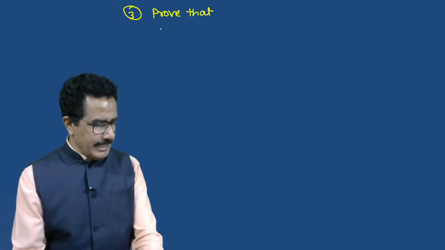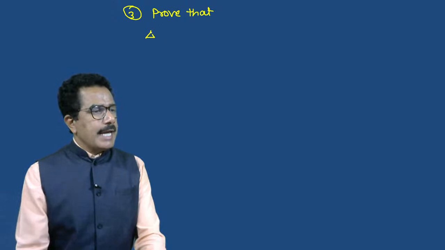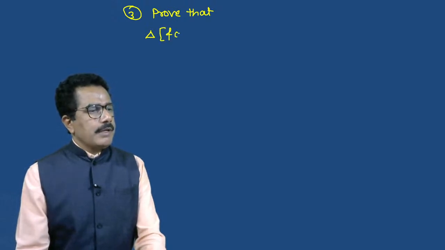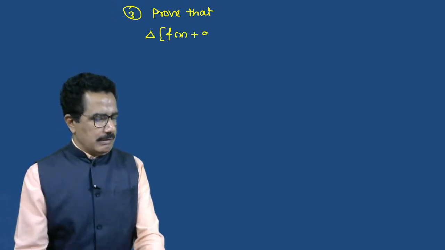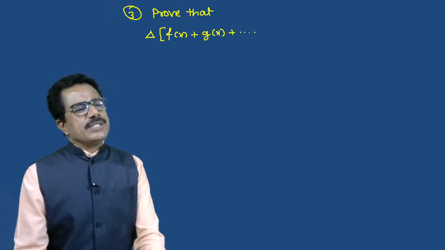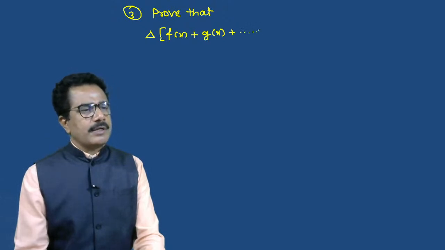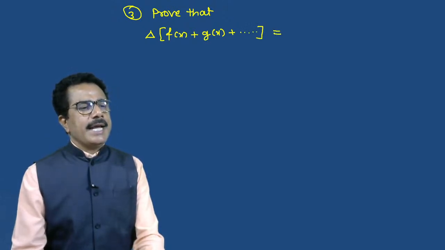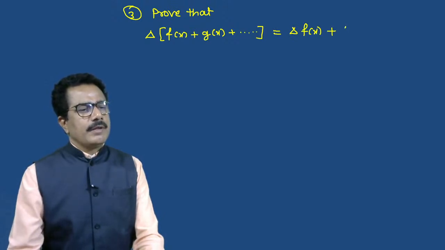Prove that delta of f of x plus g of x plus, suppose, h of x plus dot dot dot can be written as delta f of x plus delta g of x plus dot dot dot.